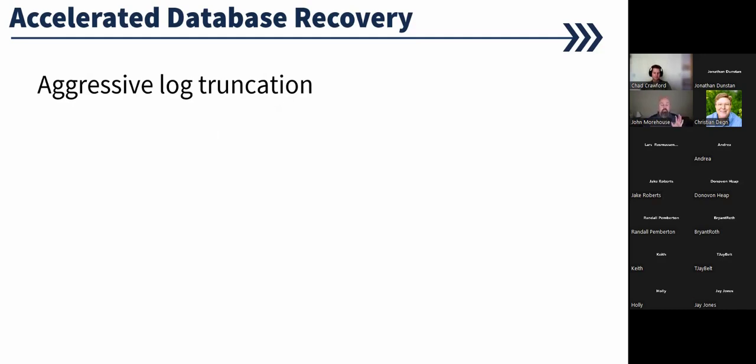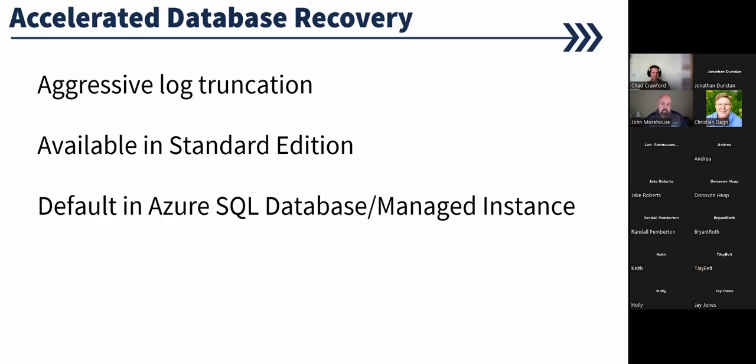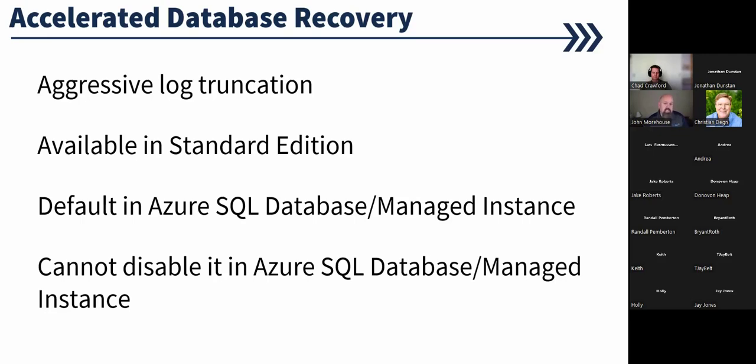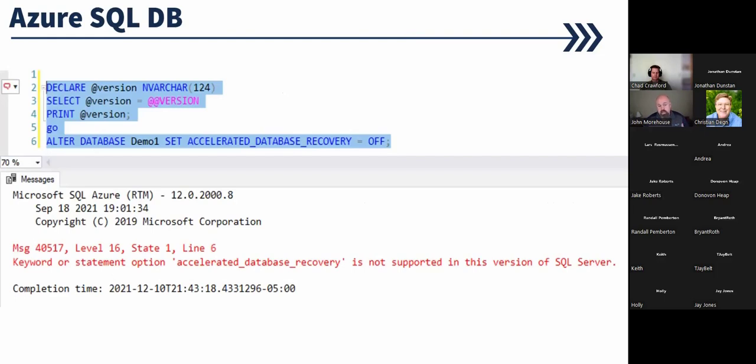And this is another beautiful feature that I love about it. It's available in standard. You don't have to pay the extra money for enterprise to get this. You have to be in 2019, but you can get it in standard edition. It's the default in Azure SQL Database and managed instance already. So if you are running in Azure SQL Database or MI, you've already got this enabled. And actually, you can't even disable it in those two platforms. If you try, SQL Server is going to tell you pretty much to pound sand. Disabling that isn't even an option for your databases on the platform as a service tier.